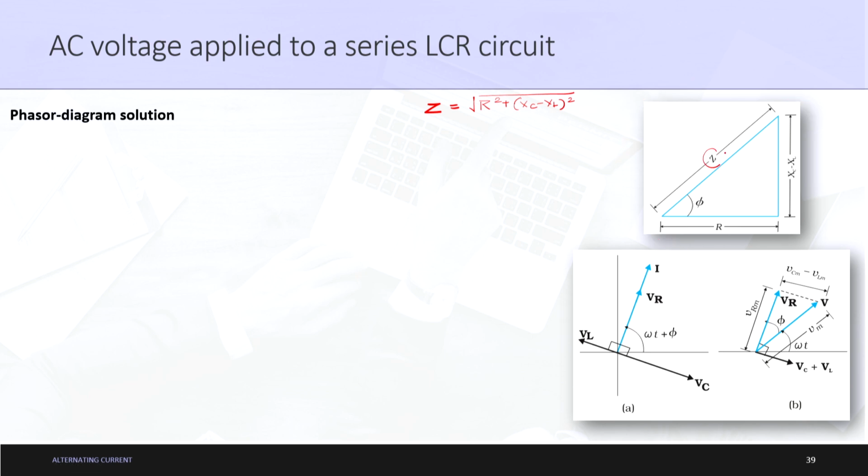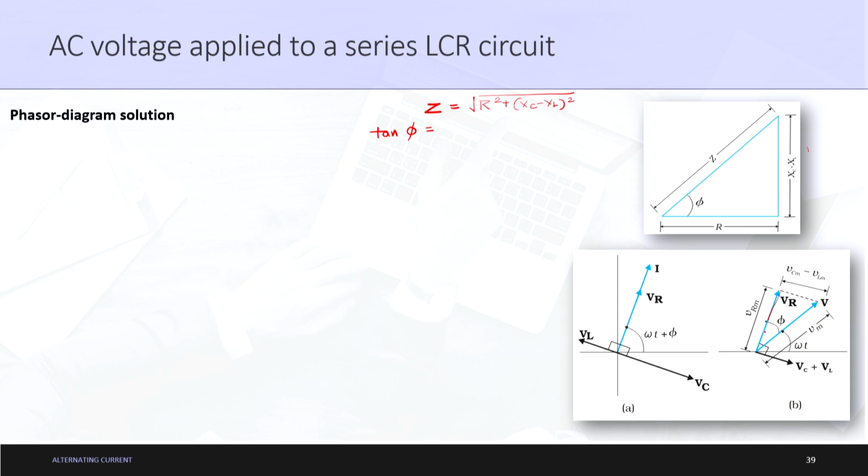So, what is the value of Z, as this is 90 degrees? By Pythagoras theorem, Z is nothing but equal to the square root of R square plus (Xc minus XL) whole square, complete under root. Using this diagram we can directly obtain the value of phi also. How can we obtain the value of phi? Using trigonometric equations we can directly write tan phi is nothing but equal to.